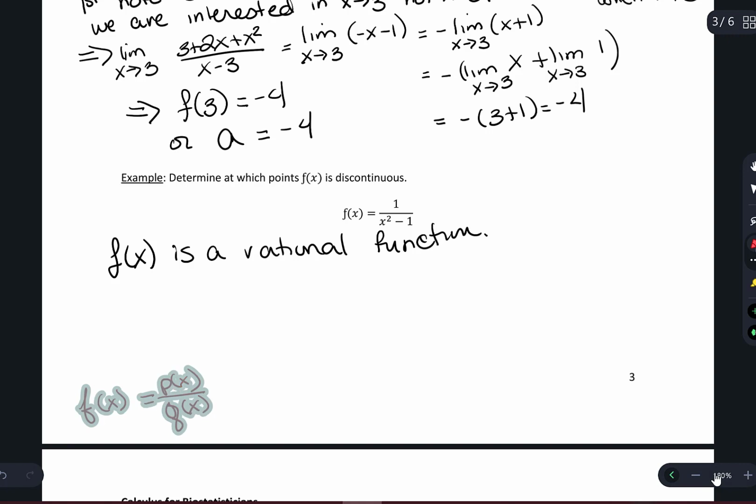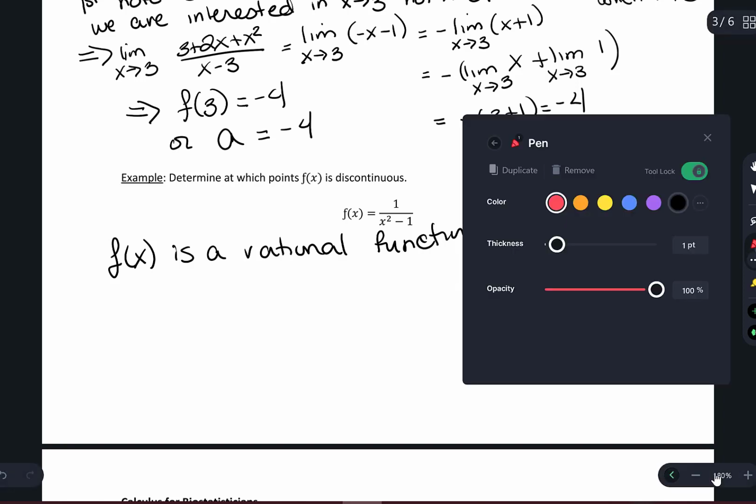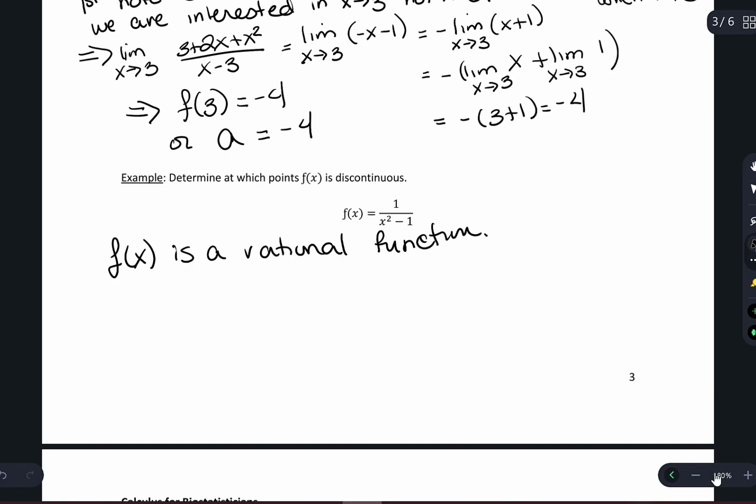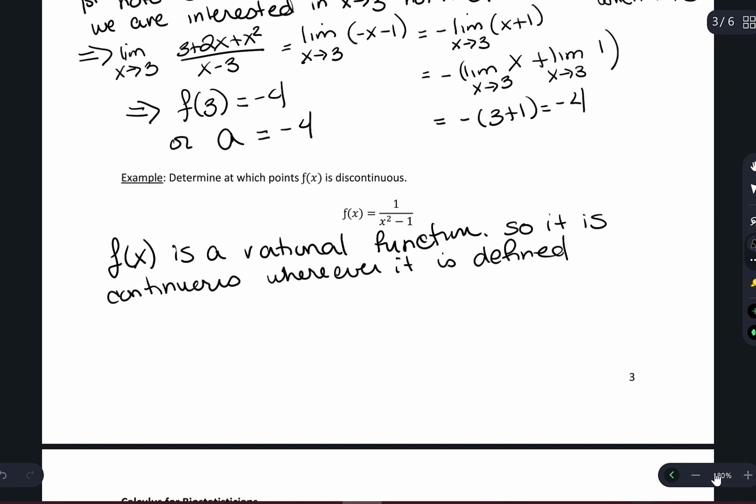And now, since this is a rational function, it is going to be continuous anywhere it is defined. And you'll actually see a rule on the next page that's going to help us with that. But let me finish writing that out. So, it is continuous wherever it is defined. And so I'm going to put a little note here. This is going to come from the next page. So just believe me on that for just a moment.